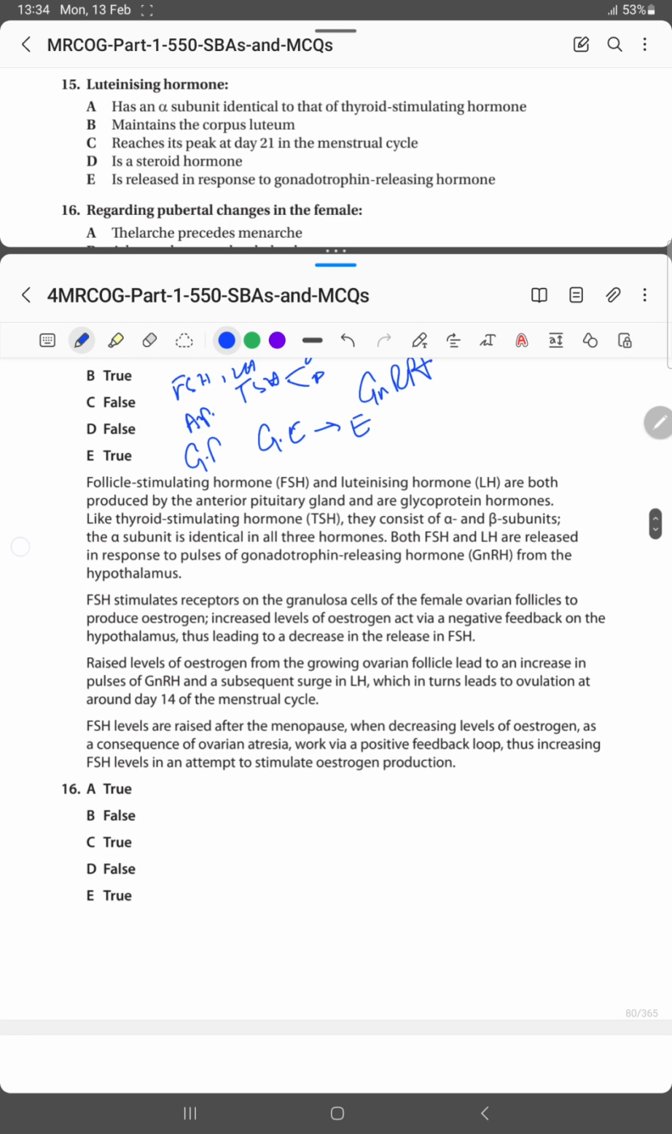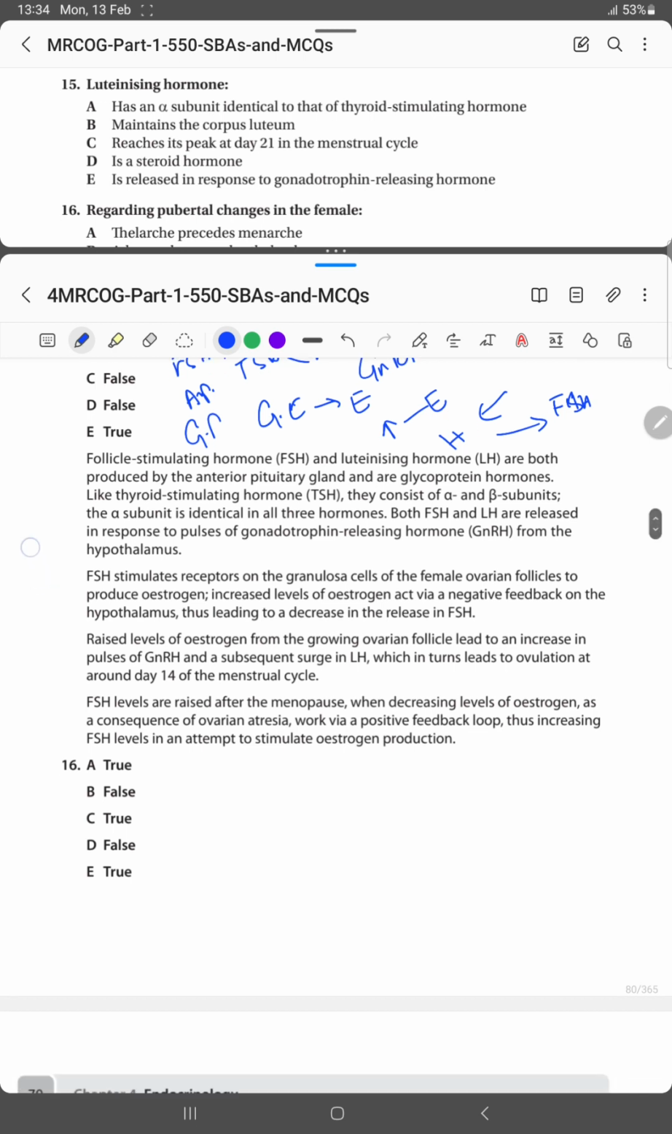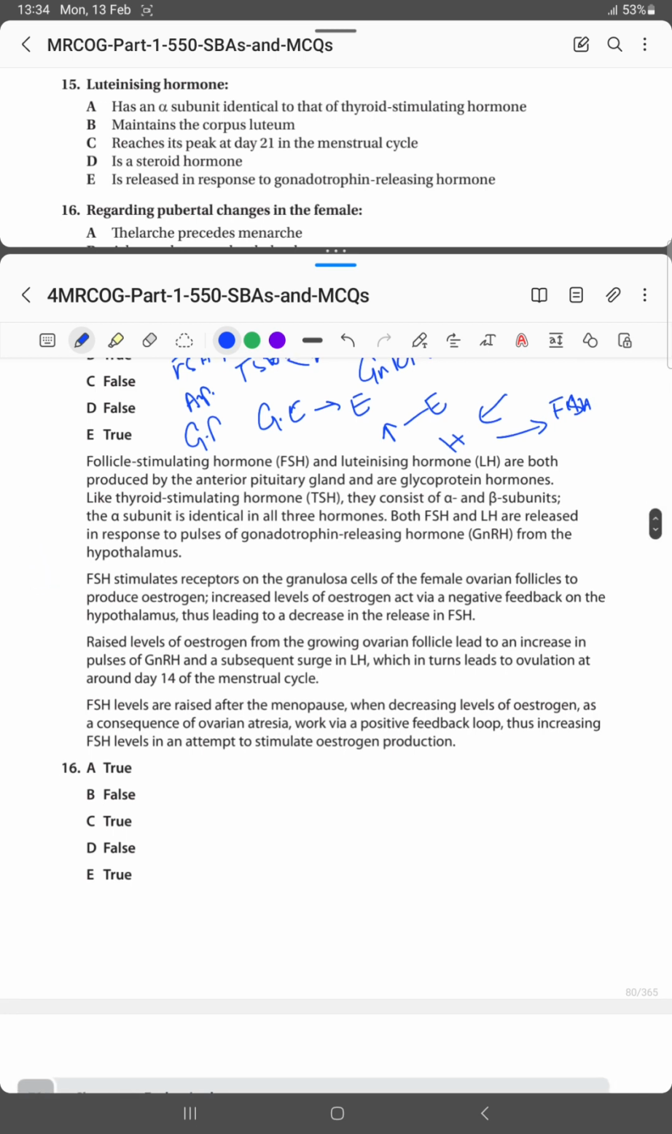When there is an increased level of the estrogen, there will be a negative feedback on the hypothalamus, which leads to the decrease in the FSH production. Raised levels of the estrogens from the growing ovarian follicle lead to the increased pulses of the GnRH and subsequent surge of the LH, which in turn leads to the ovulation at around day 14 of the menstrual cycle. FSH levels are raised after the menopause.